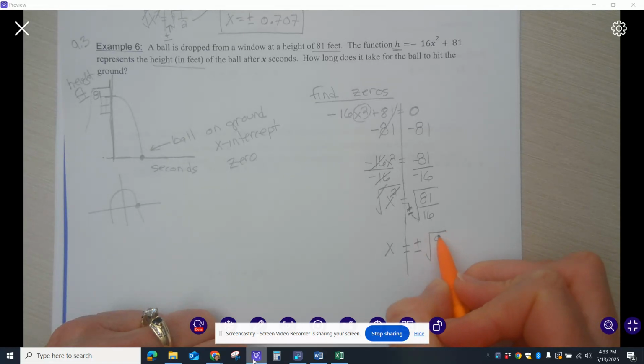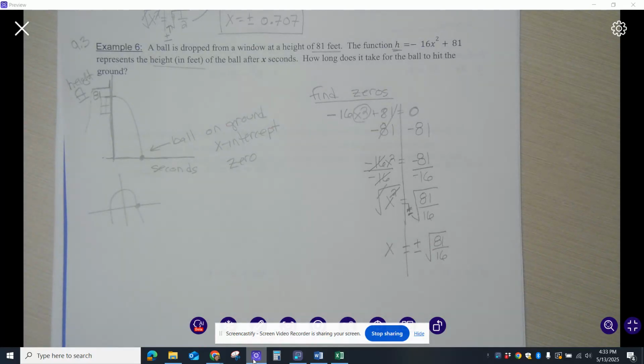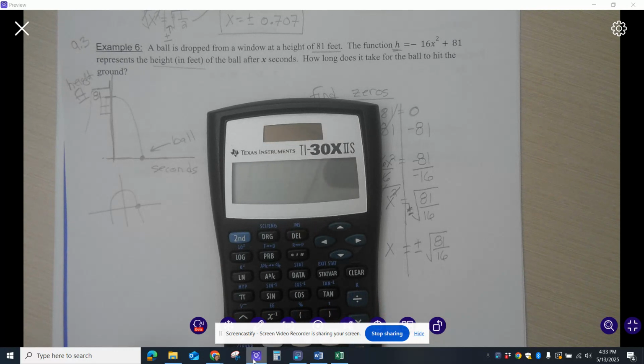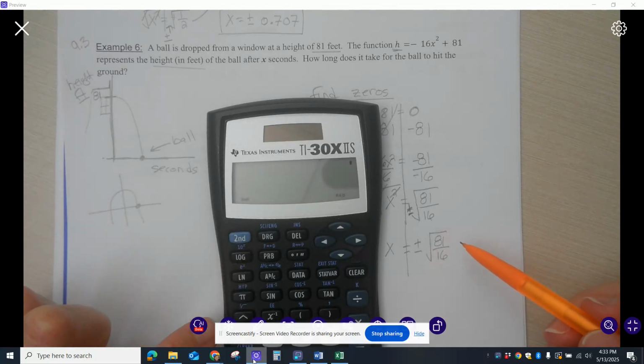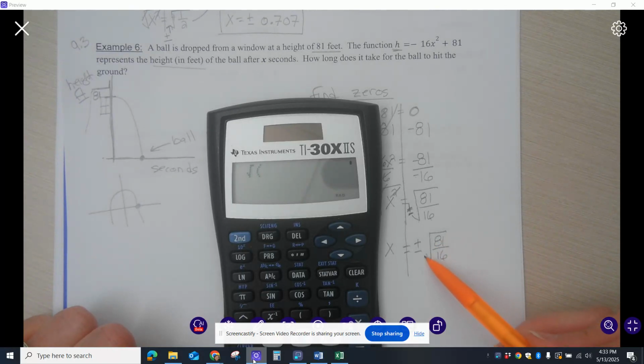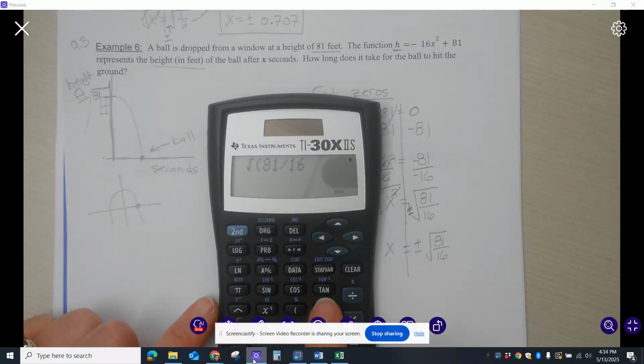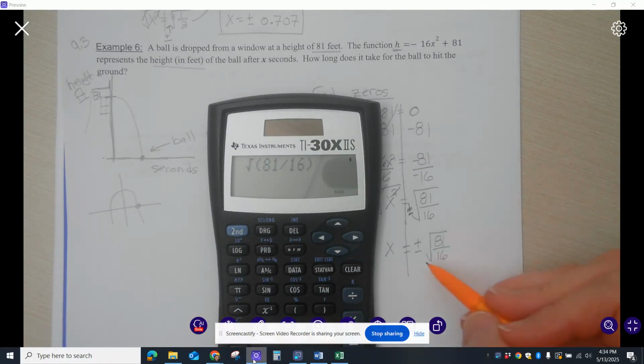And then I'm going to show you a different way that you could try this, because this is a real world problem, and oftentimes those have decimal answers. So what I want you to do for this one is get your calculator. I want you to do the square root. So second x squared, get your square root. And then I want you to put this whole fraction in there. So I want you to put 81 divided by 16 in there. I'm going to close my parenthesis this time. So the square root of 81 divided by 16.